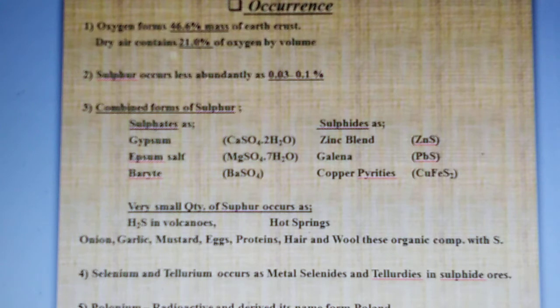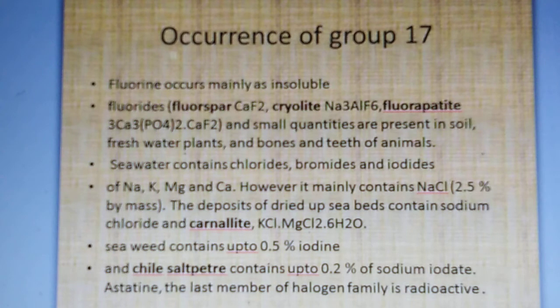Selenium and tellurium occur in metal selenides and tellurides or sulfide ores. Polonium, the last element of group 16, is a radioactive element. So, this is the occurrence of group 16.